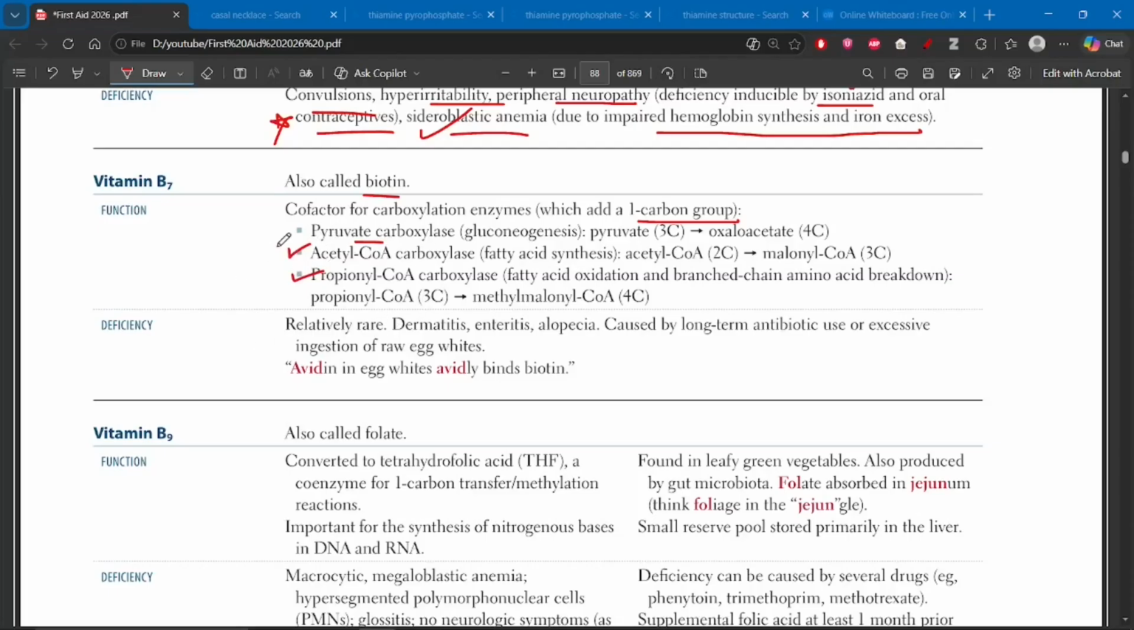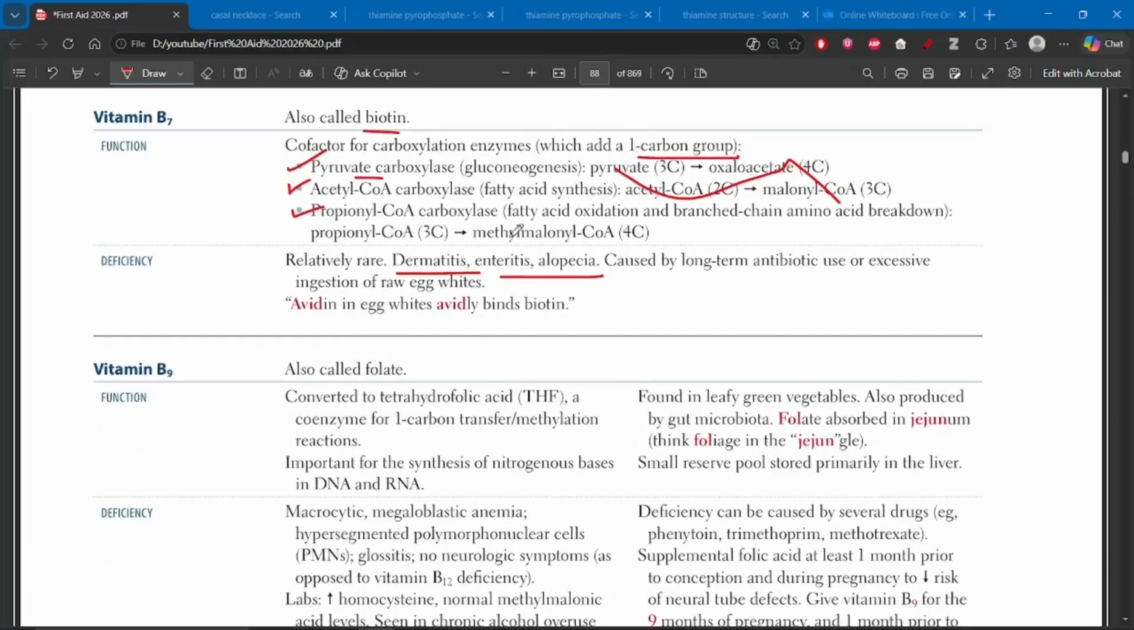You just have to know the enzymes in which this is used, nothing much in detail. You don't have to know all of this, just the enzymes that are being used. Deficiency can cause dermatitis, enteritis, alopecia. As I've told you guys, this is the common theme regarding the B complex vitamins. And it can be caused by long term antibiotic use or excessive ingestion of raw white eggs.